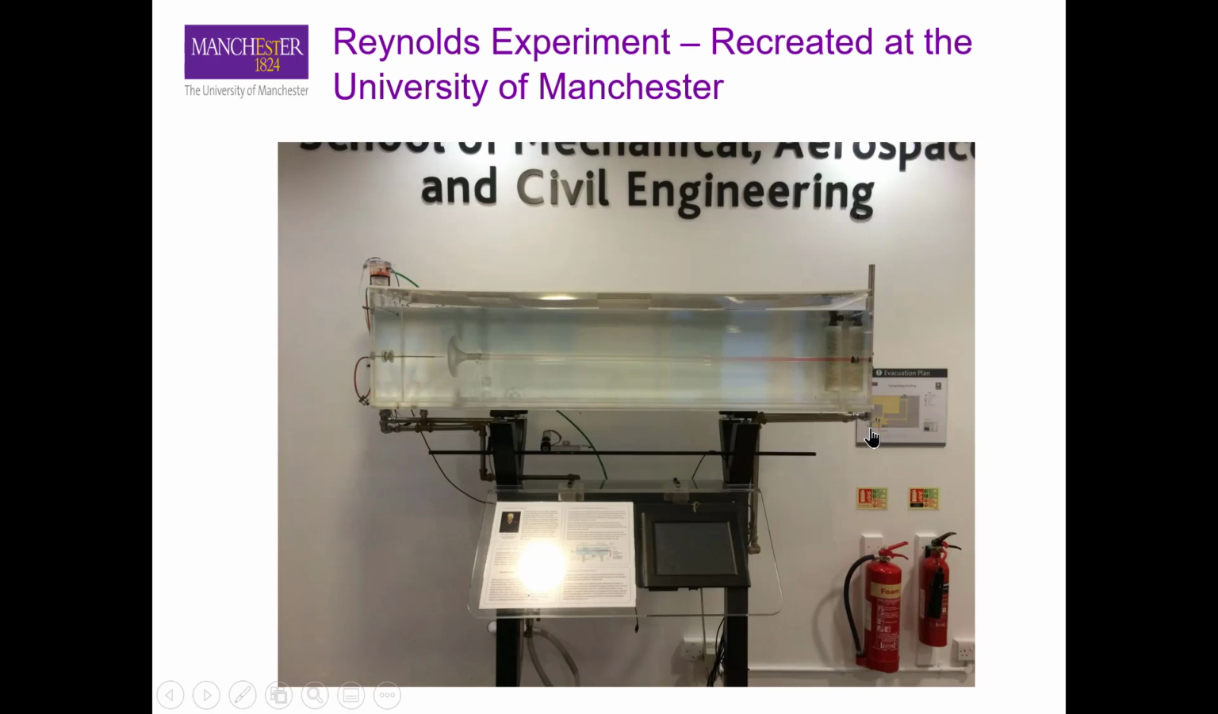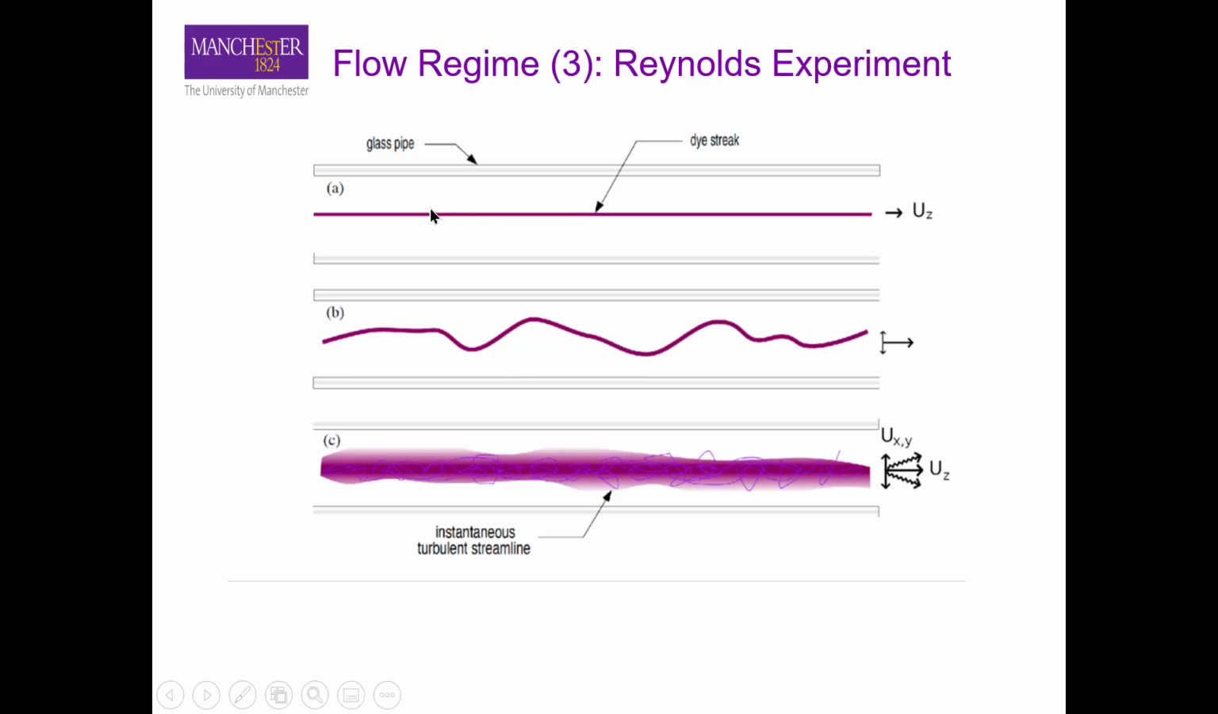Okay. And here you can see, at the University of Manchester they recreated this Reynolds experiment, and actually Reynolds was a professor of engineering at the University of Manchester in the 1880s. So this is still here. You can have a look at it if you want. This is what I showed you, that here you have the glass tube and inside you have this dye.